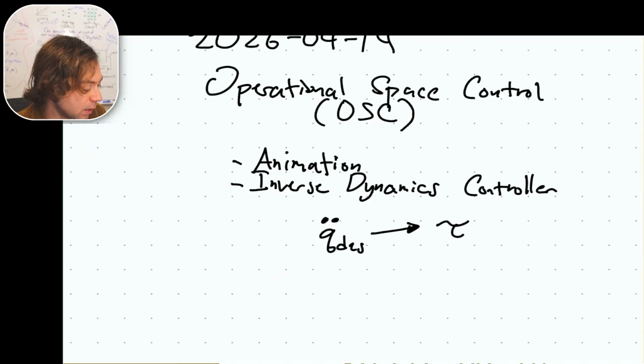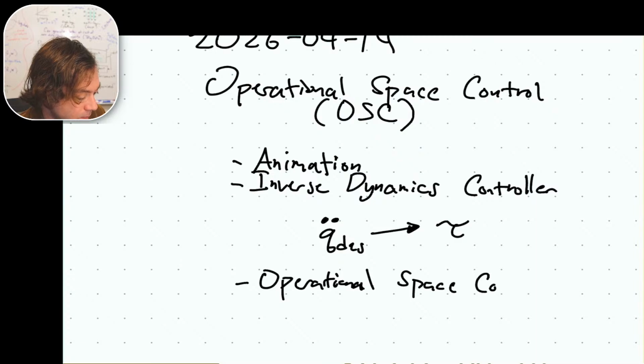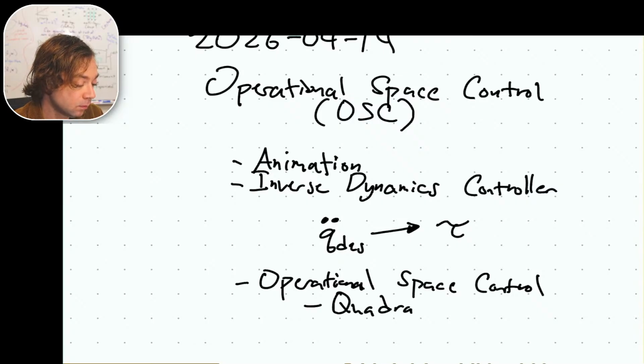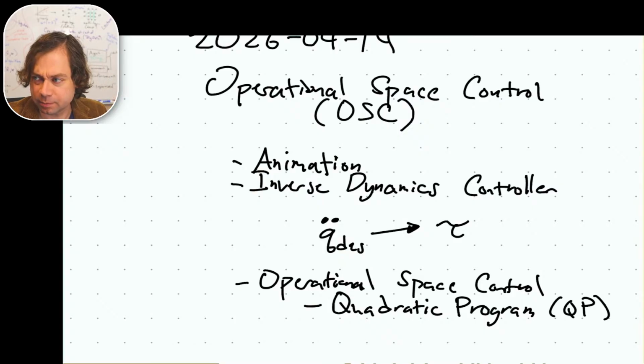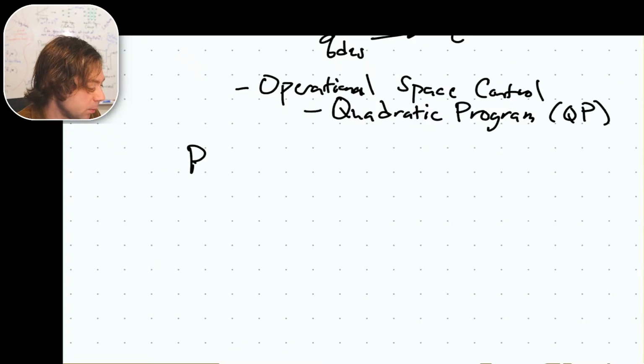And then we're going to try to do an operational space control. And this is going to have us actually setting up and solving a quadratic program, QP, inside of the control loop. So we got a few steps to go here. Before we get back to our code, let's recall we have our double pendulum.